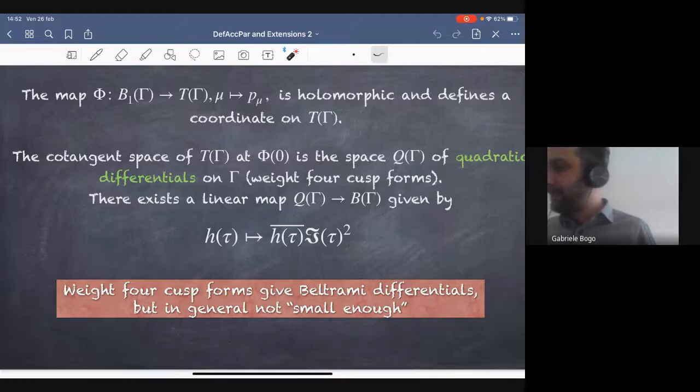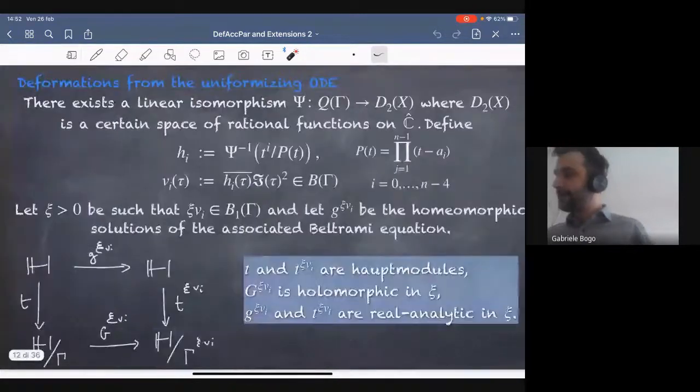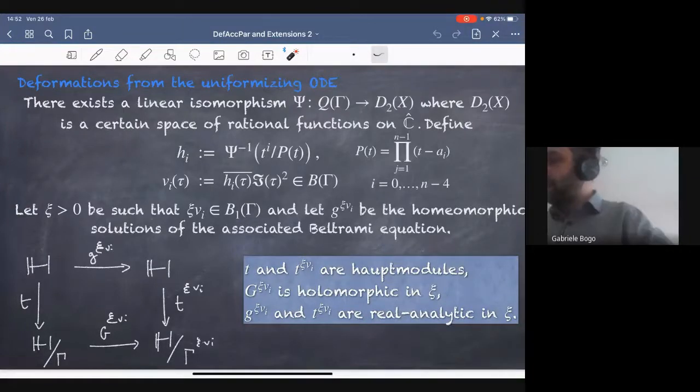The problem is that the Beltrami differential you get at this point is not small enough, so the sup norm is not bounded by 1 in general. But you can make it smaller, as I will show in the next slide. And now we're connecting to the previous theory that I explained. You have this space of quadratic differentials, which is the space of cusp forms of weight 4. And there is an isomorphism between this space and a certain space of rational functions on the surface X, where X is again the upper half plane mod gamma. And you can construct a cusp form from a rational function of this form using this linear isomorphism.